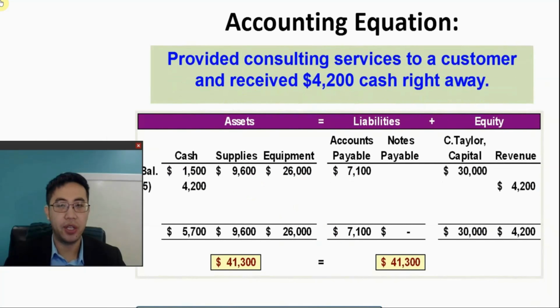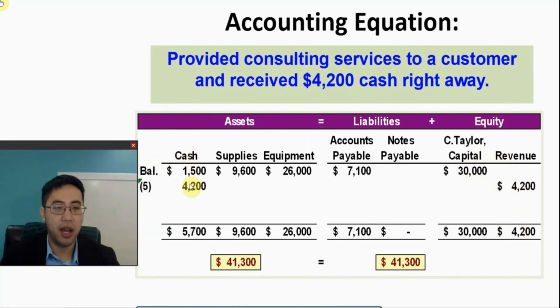What you see there is that revenue is part of the equity. So the equity increased by $4,200 on the right-hand side, and on the left-hand side, your cash increased by $4,200. Both changes make your balance sheet increase by $4,200 from the previous number. The liabilities and equity side increased by the same amount of $4,200.